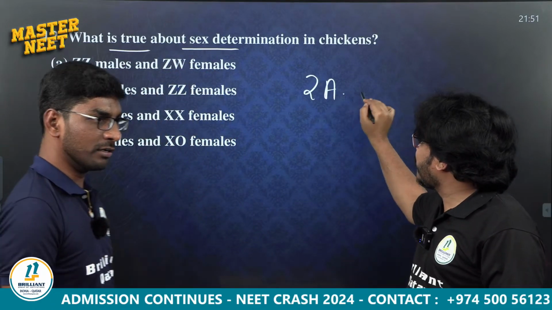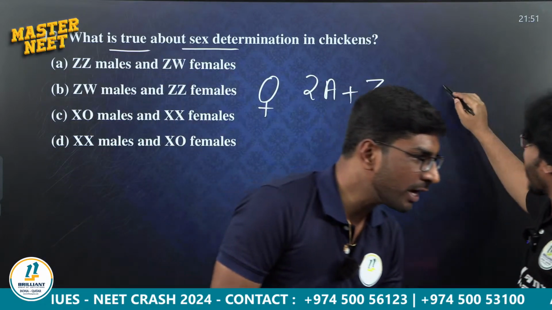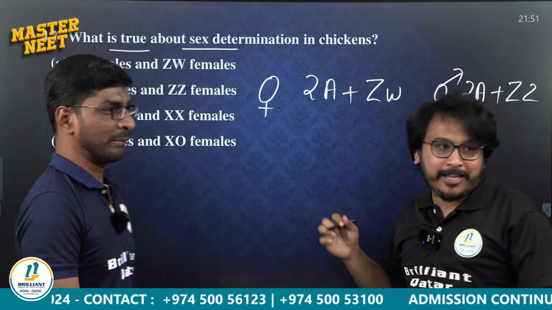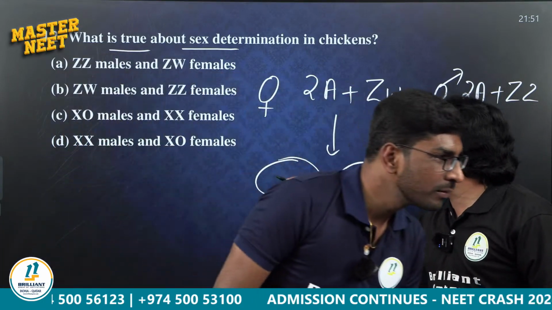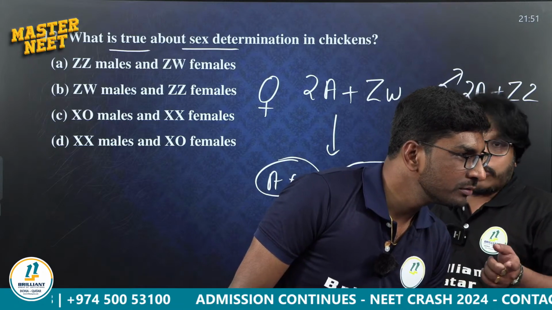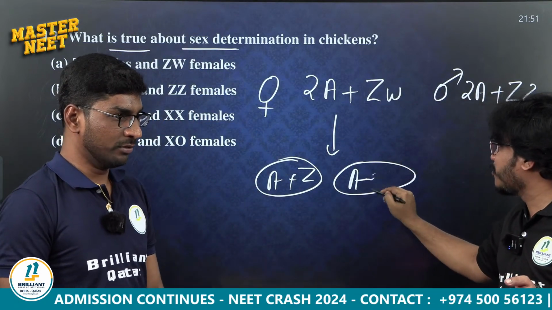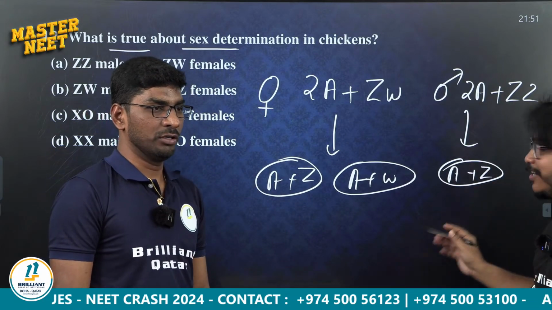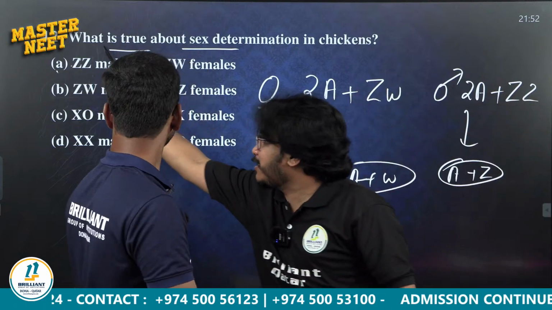Two sets of autosomes plus ZW is coming in the female, and two sets of autosomes plus ZZ is coming in males. These females can produce two types of gametes, autosomes plus Z or autosomes plus W, so here it is female heterogamety, while the male is homogamety, autosomes plus Z. Female heterogamety is actually observed in chickens and all. So the answer is 1.